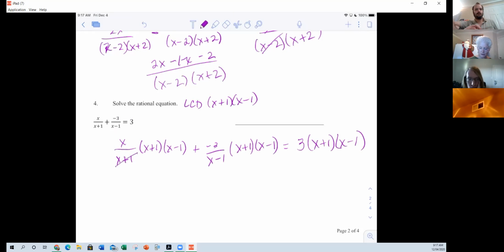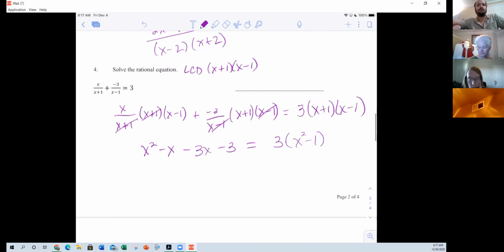So these x plus 1s will cancel. And if I multiply x by x minus 1, I get x squared minus x. These x minus 1s will cancel. And if I multiply what's left by the negative 3, I get negative 3x minus 3. And then this is going to be 3 times, if you multiply those, x plus 1 times x minus 1 is x squared minus 1. So this is going to give x squared minus 4x minus 3 equals 3x squared minus 3.